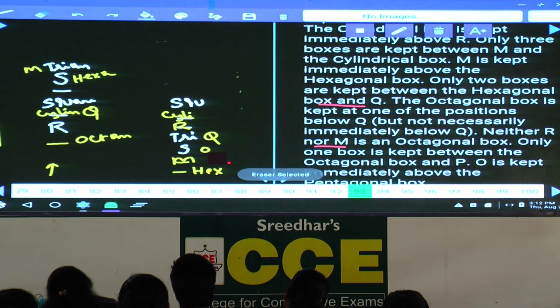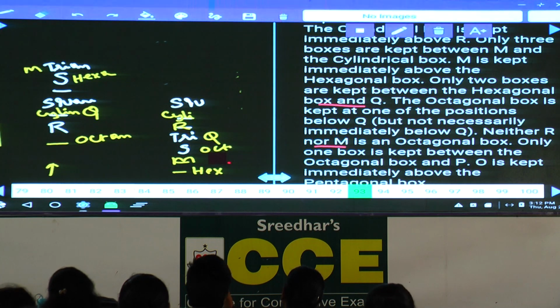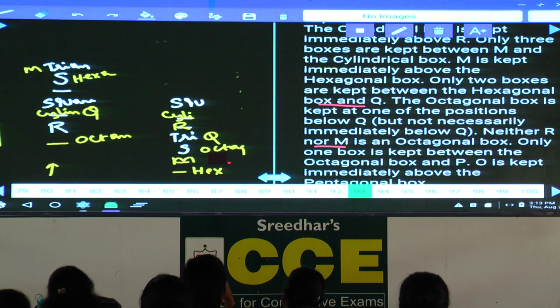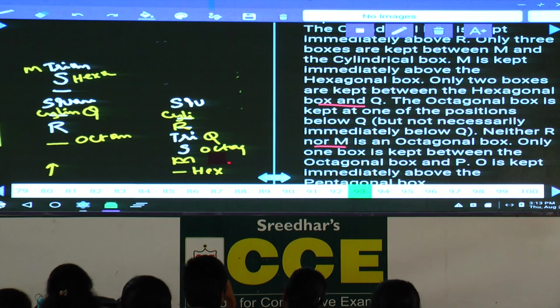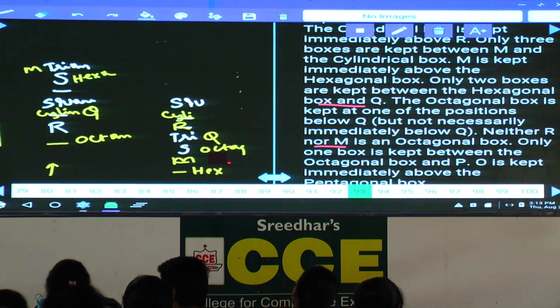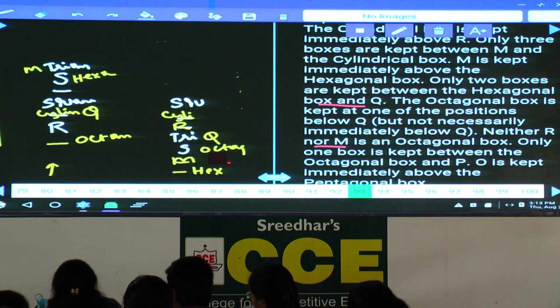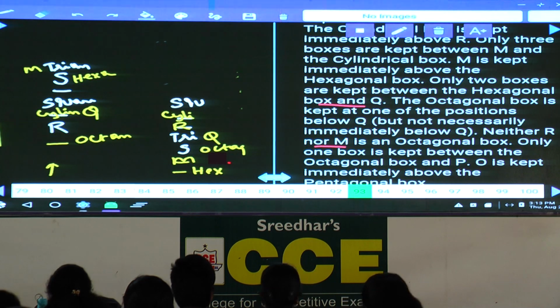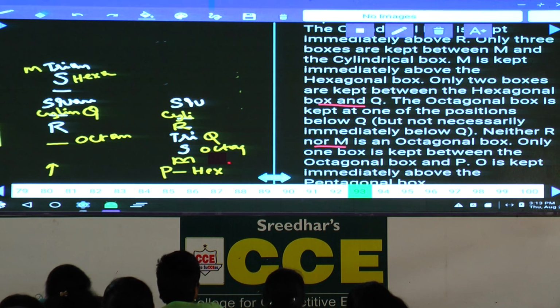Are you following this one or not? And here it is octagonal. And next one, M is and only one box is kept between octagonal box and P. Between octagonal box and P, there must be exactly one. Now, there is exactly one box, means P must be here in the second case.